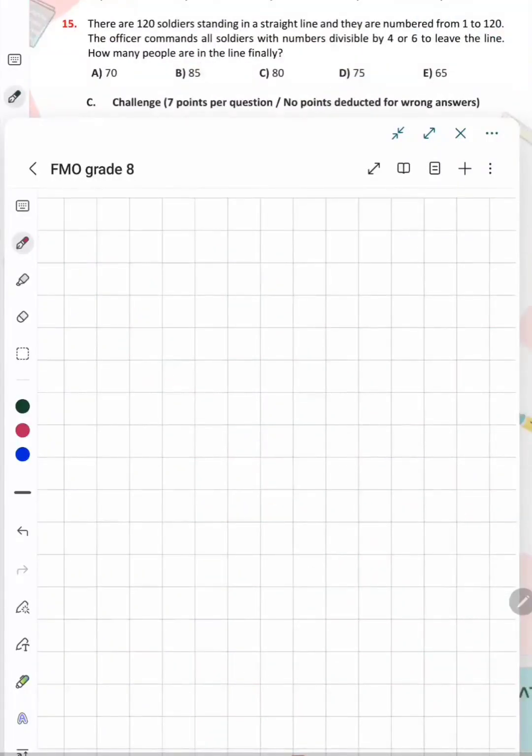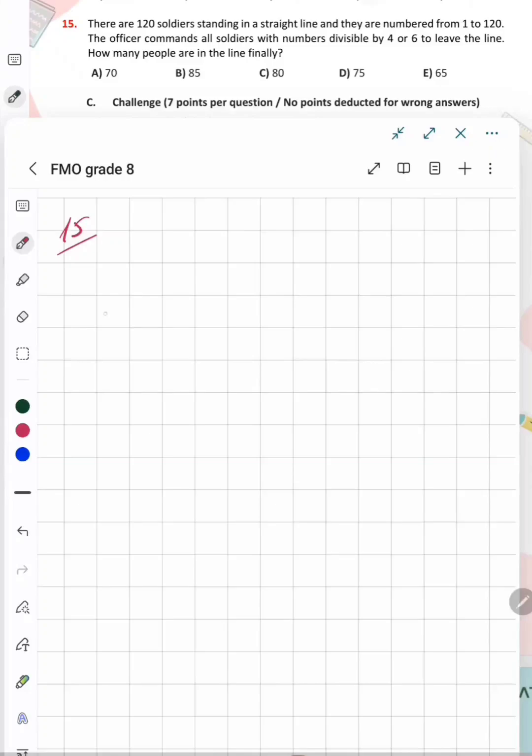Question number 15. There are 120 soldiers standing in a straight line and they are numbered from 1 to 120. The officer commands all soldiers with numbers divisible by 4 or 6 to leave the line. How many people are in the line finally?